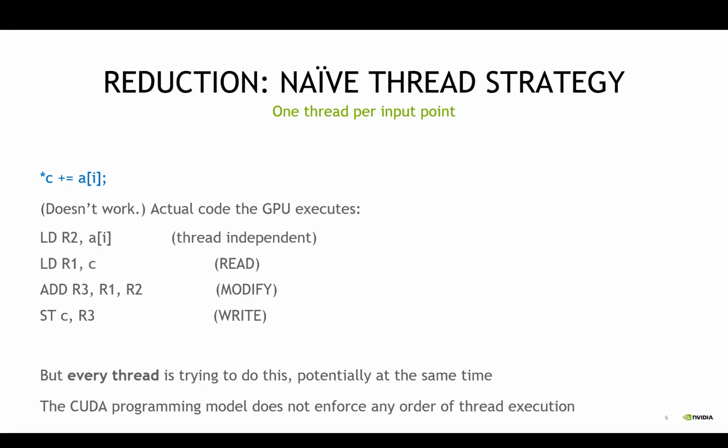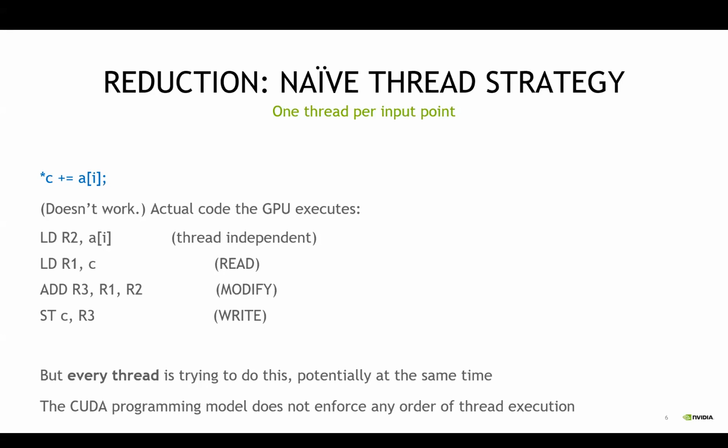And if we do this across a number of threads, what we observe is all of the threads complete the first instruction correctly. They each load their independent input element from A of I into R2. But then as they load and modify C, we end up with some trouble. The threads are basically stepping on each other because every thread is trying to do this, and potentially every thread is trying to do this at the same time. And so this raises a whole bunch of questions. For example, in the last step, what happens when multiple threads try to write to the same location in memory?